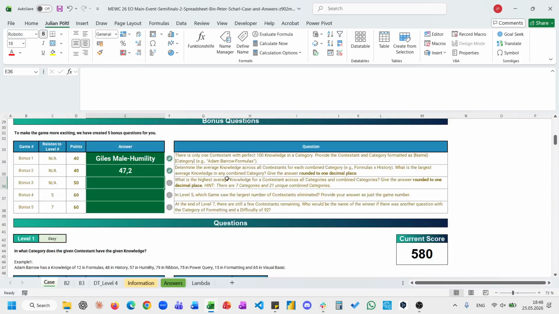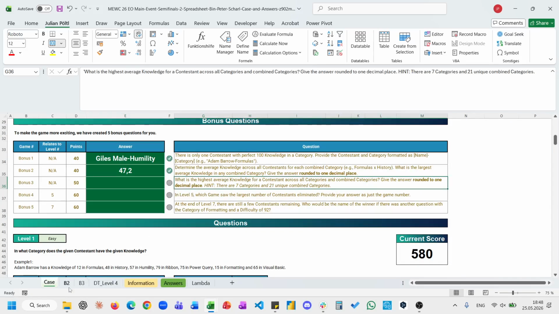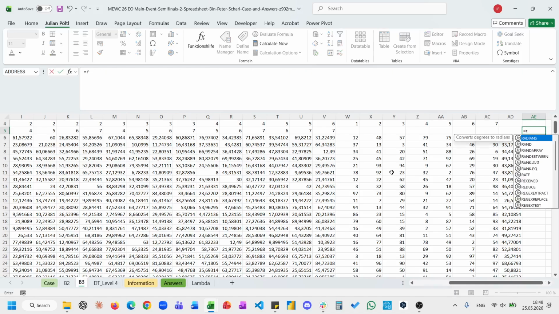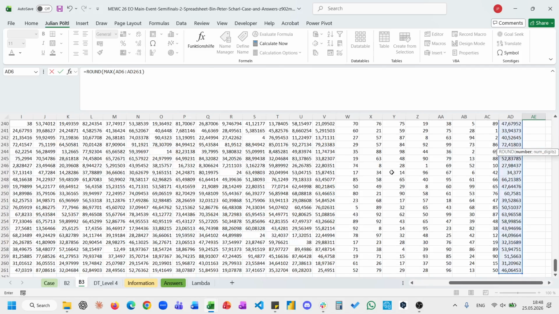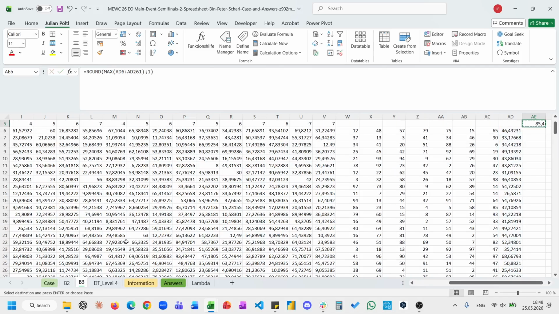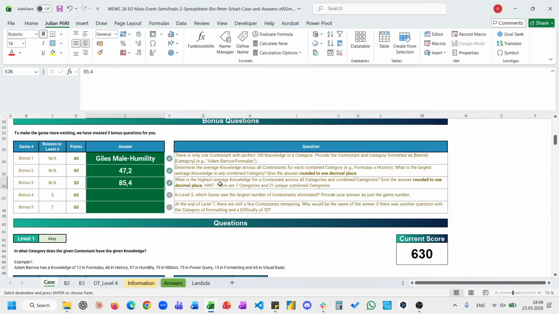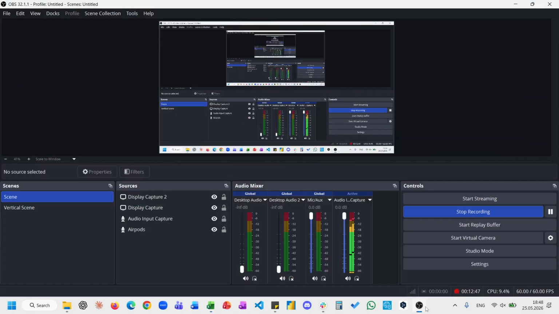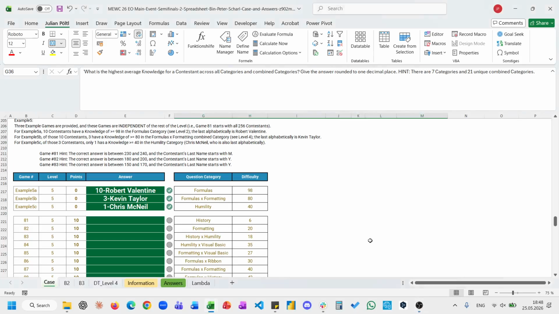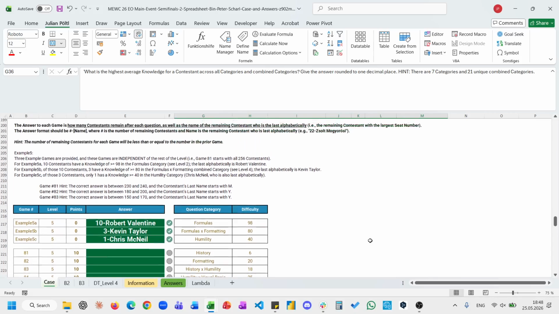What was asked? Highest average rounded to 1 decimal place. Round max. Done. So now let's go to level 5. 12 minutes. I think I was a little bit slower in my live attempt, but not that much. Or was I slower? I don't know.